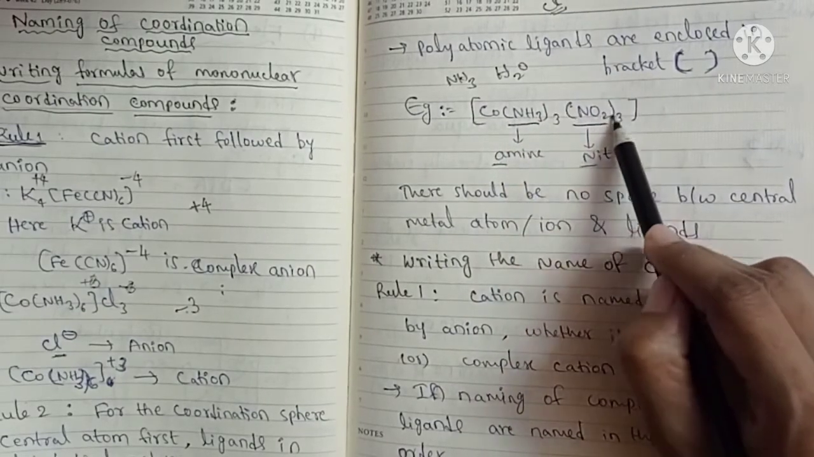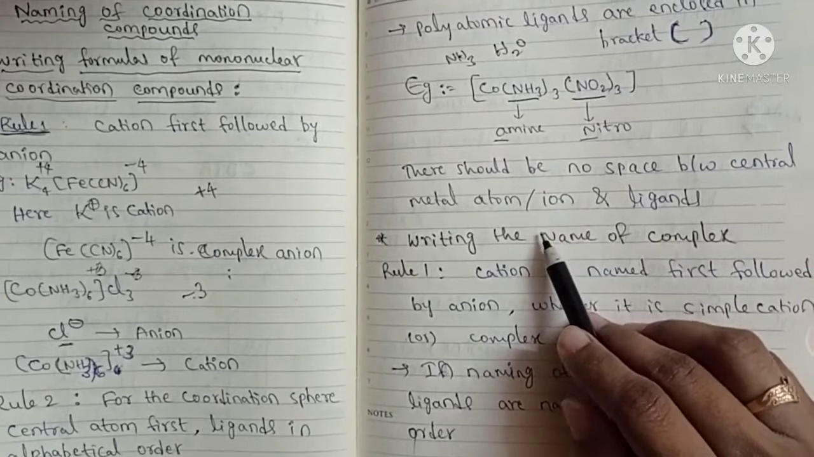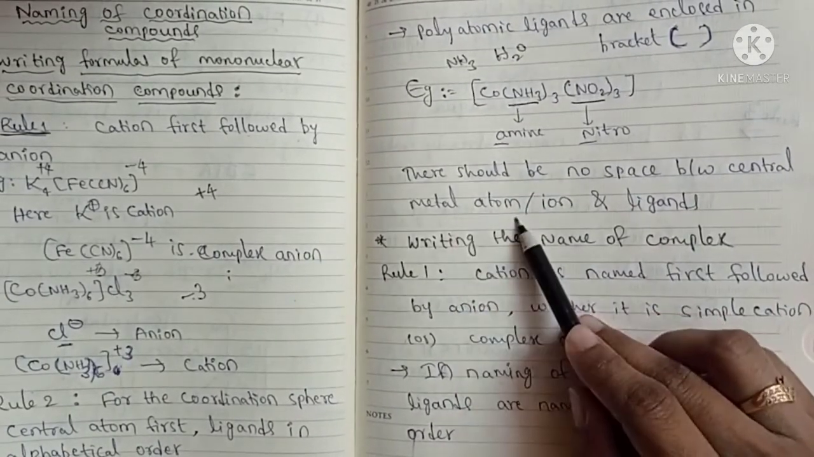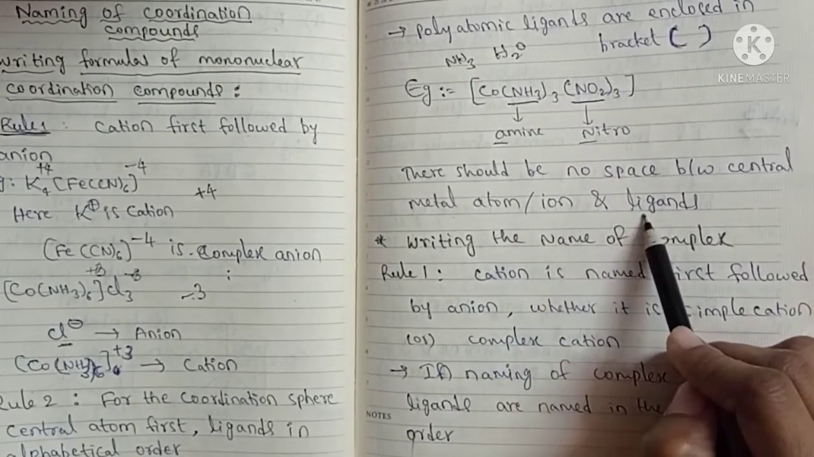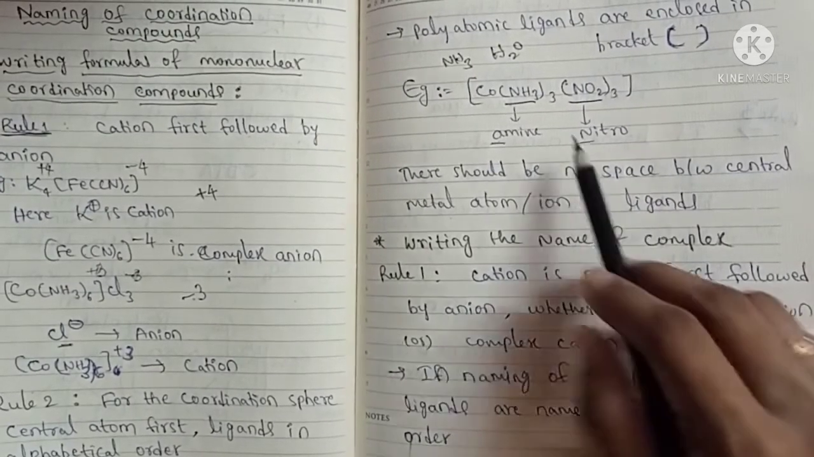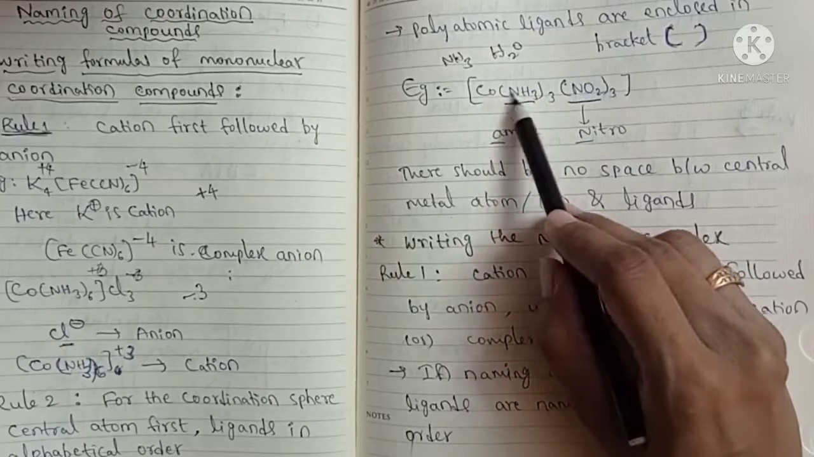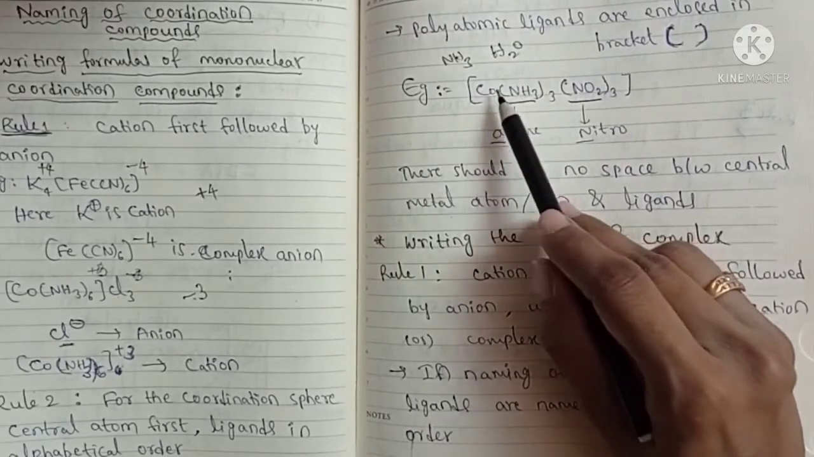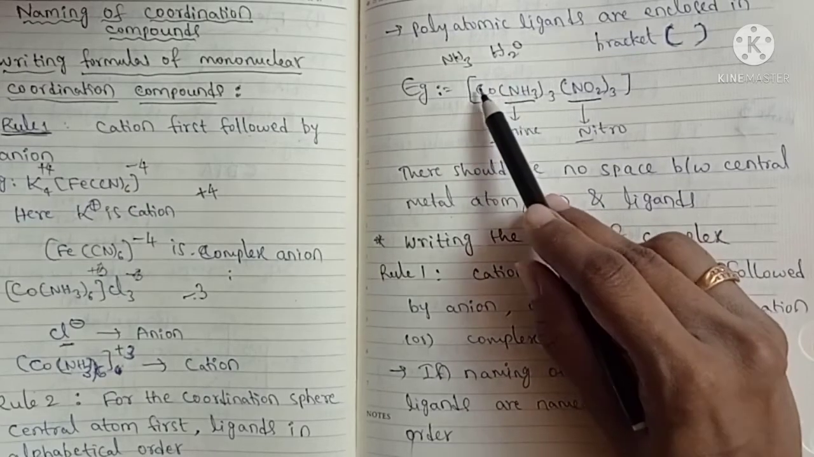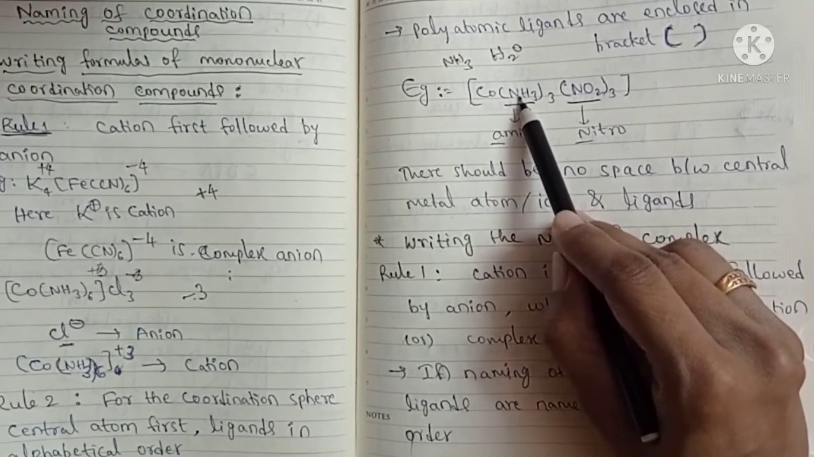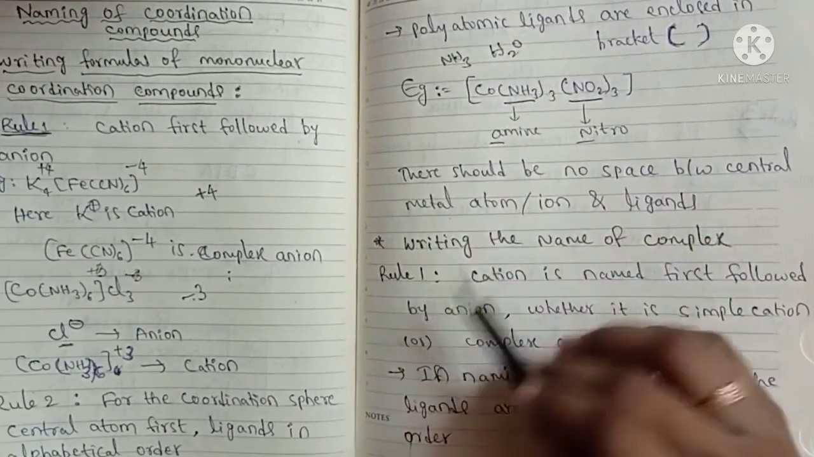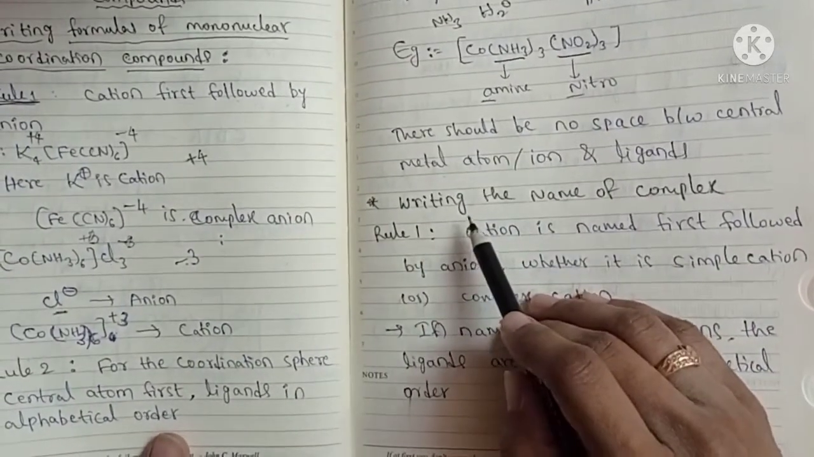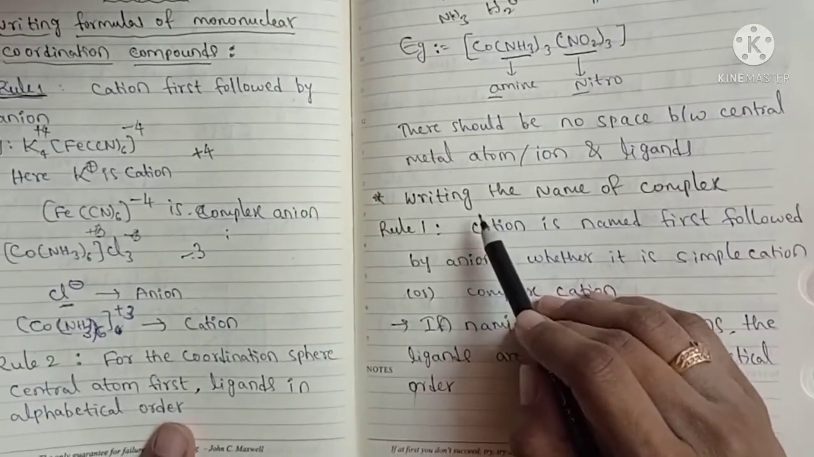So these are some rules. And there should be no space between the central metal atom or ion and ligands. So there should be no space between metal and ligands. This is the rule. So these are some rules in writing the formula. So let us see how to name the complex compound.